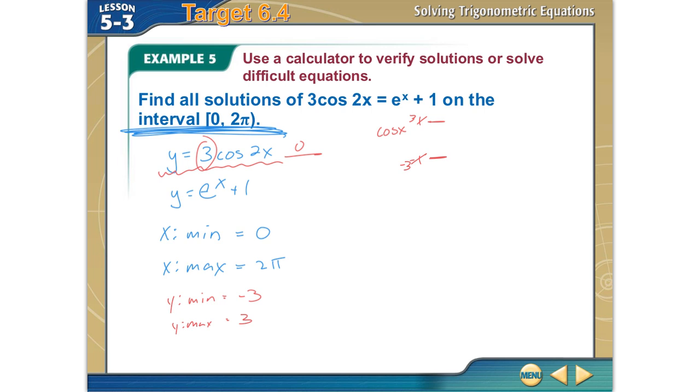Now, as far as the scale is concerned for these, you could just leave the scale at whatever it's set to. It doesn't make a difference, okay? So now let's go ahead and type this into our calculator, set our window, and take a look at what it looks like.